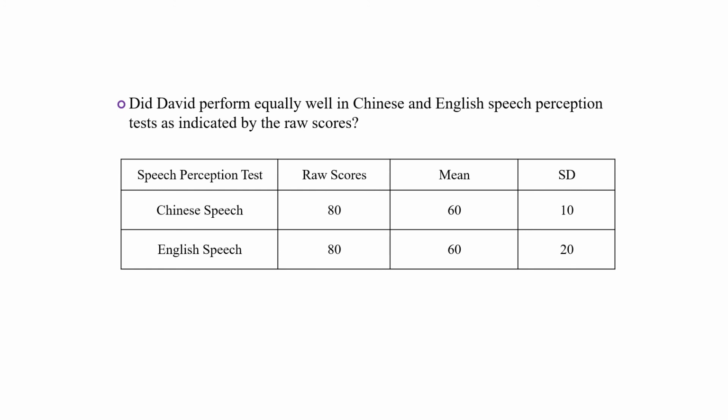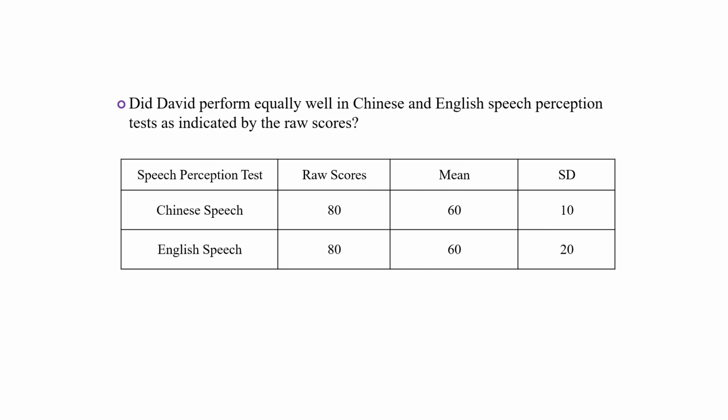So if you look at the scores, they are the same. So you might think that David performed equally well in both of the tests, but I told you that you always need to look at the standard deviation and the variability of the data in order to be able to judge. So the mean is 60 and the standard deviation for the Chinese speech test is 10 and for the English speech test is 20. So we have more variability in the English speech perception test compared to the Chinese one.